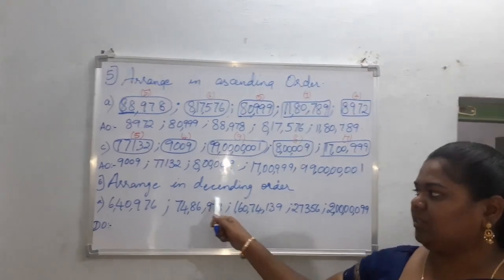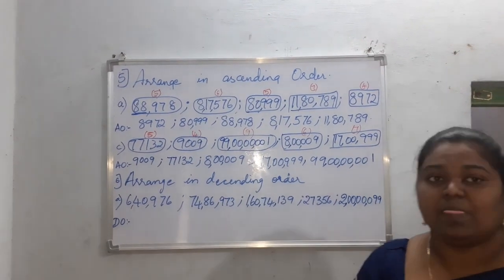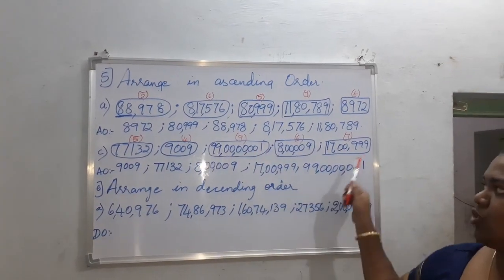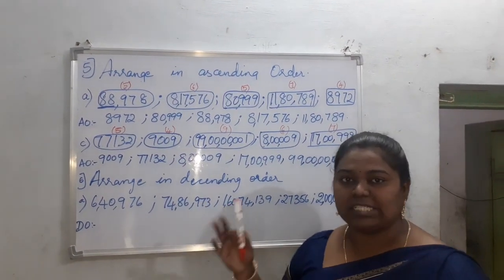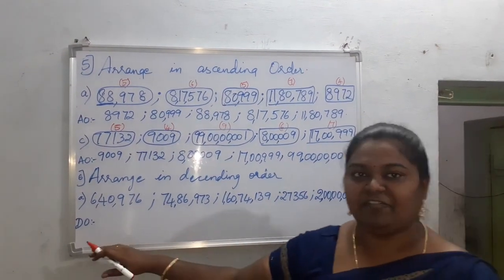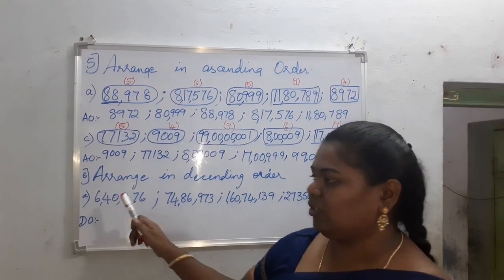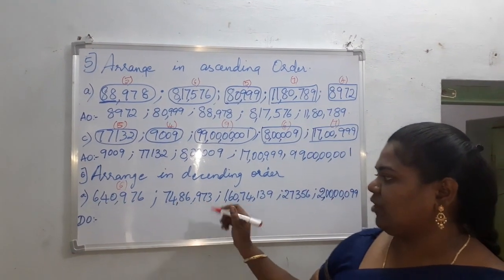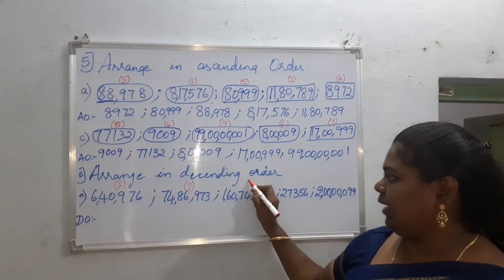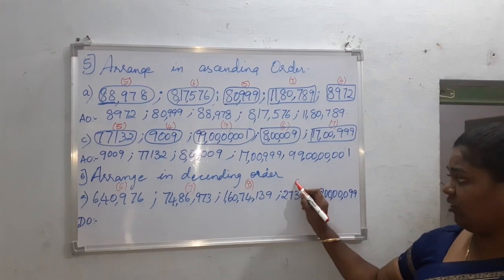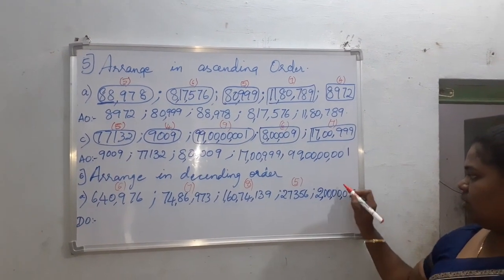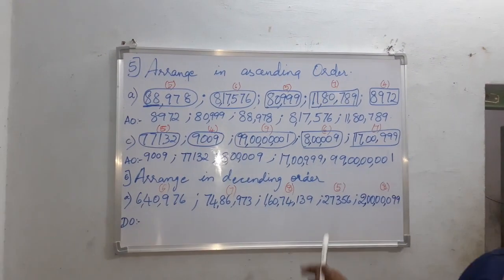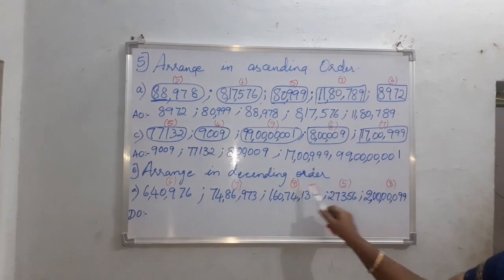Coming to 6th term, that is 6th question is arranged in descending order. Same process but just the reverse of ascending order. Here since you searched for the smallest, here you have to search what is the largest number and you have to put that in the first place. So here also you have to count the number of digits first. 6-digit number. 7-digit number. 8-digit number. 5-digit number. 8-digit number.